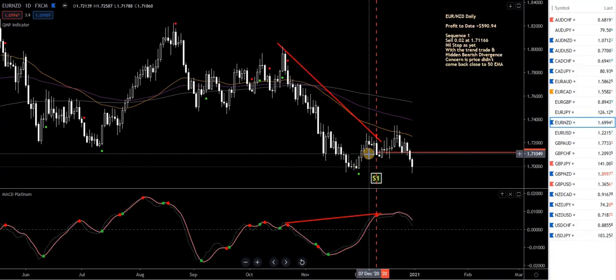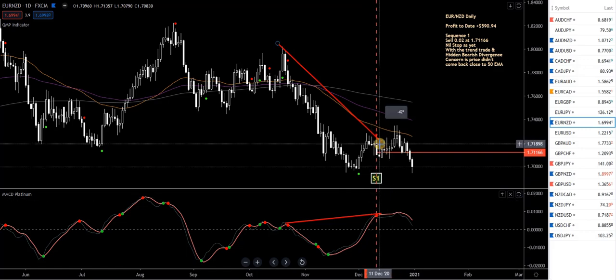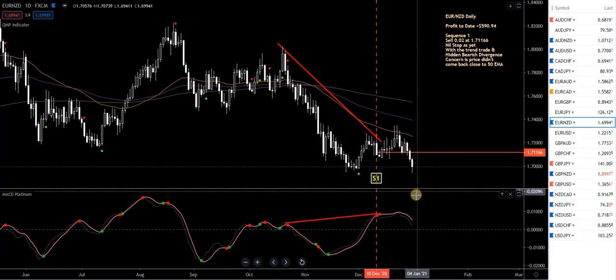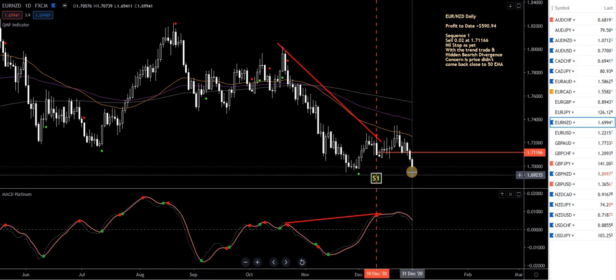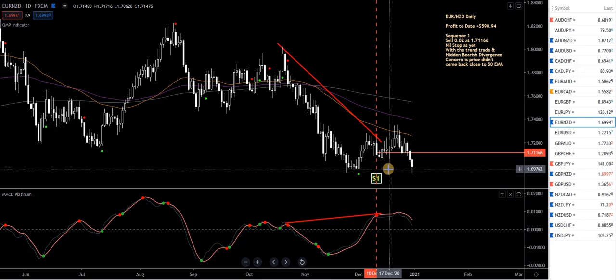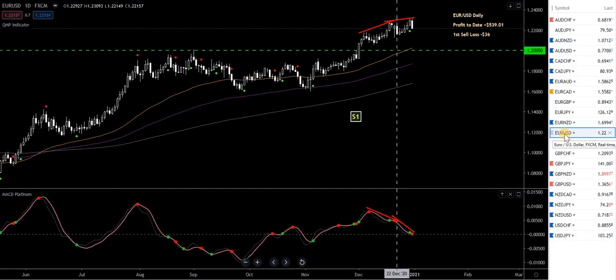Euro New Zealand took a sell back here. It's based on hidden bearish divergence, hence no stop. It went against me. Now it's dropped down nicely. Now the MACD is starting to roll over. Price is below the entry. Just keep an eye on it for now. See if we can break this previous low. Be nice.